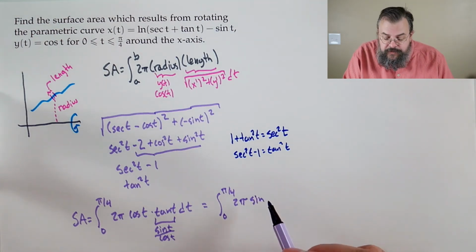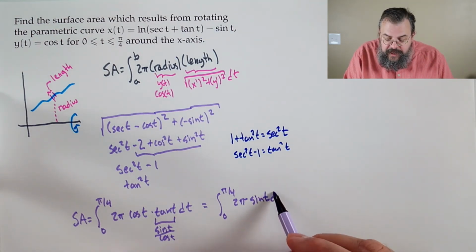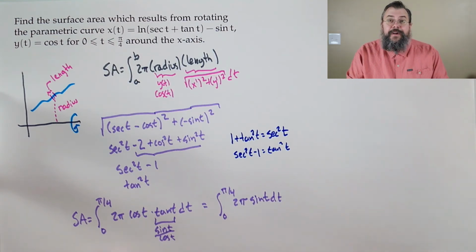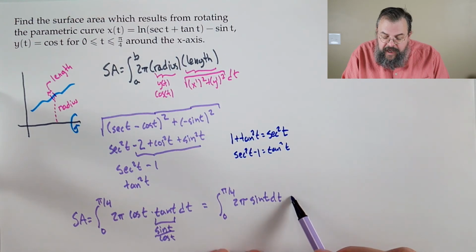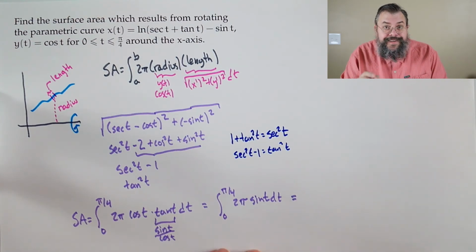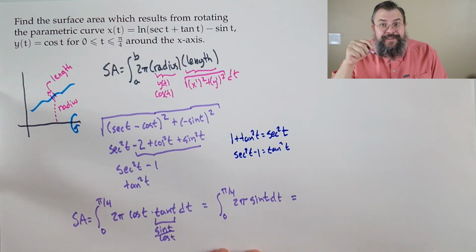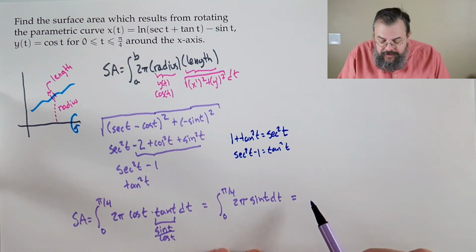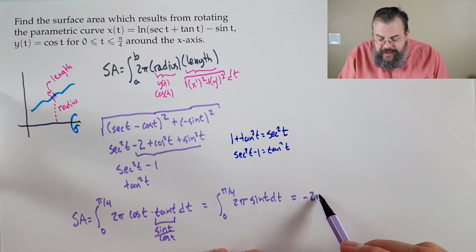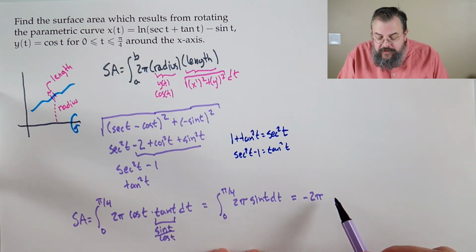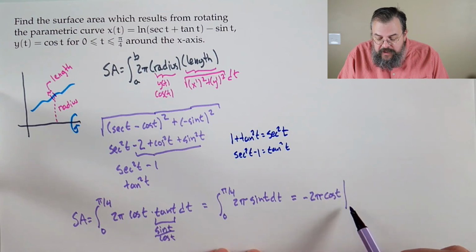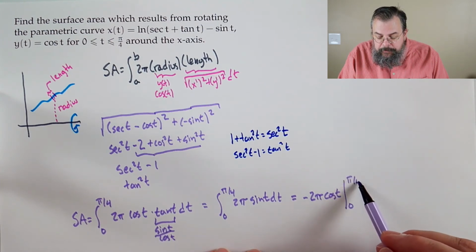Great. Perfect. That's the kind of integral we like because it's one of our basic things we know how to integrate. So we have our 2 pi. The antiderivative of sine is minus cosine. Yeah, don't forget. It's one of those things where you've got to pay attention to the sign change. So minus 2 pi cosine t, evaluated from 0 to pi over 4.